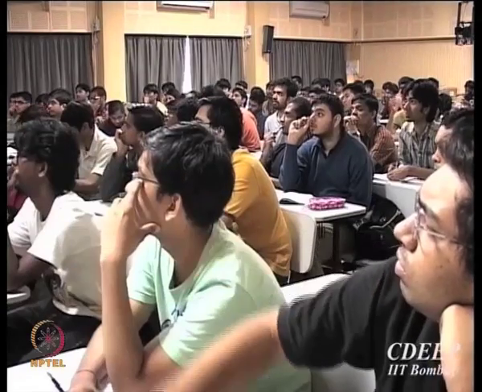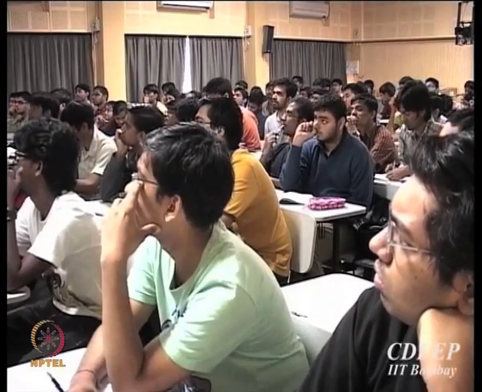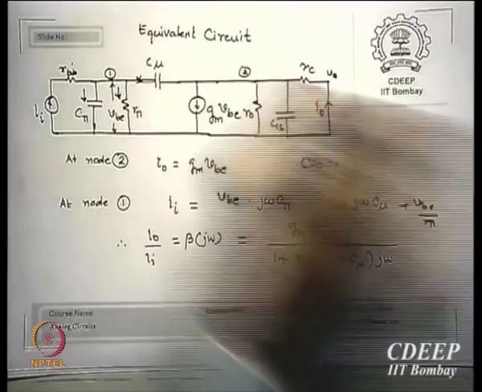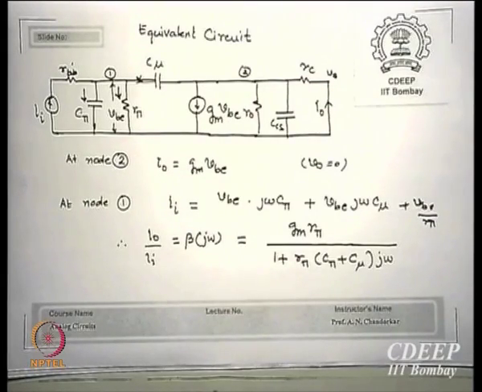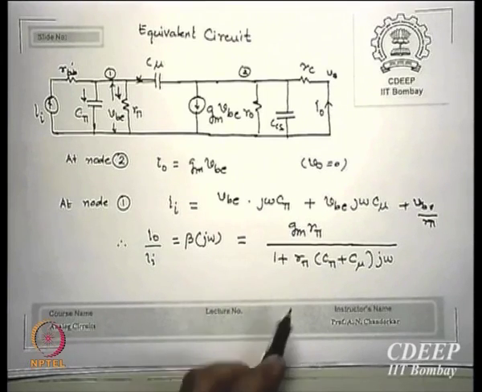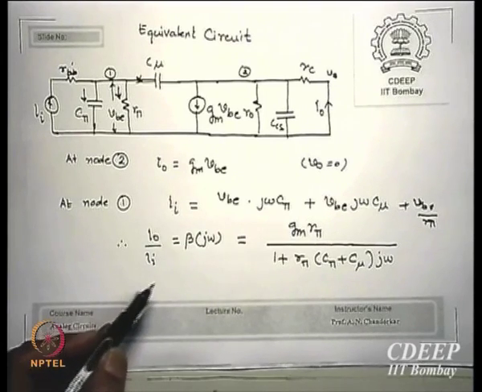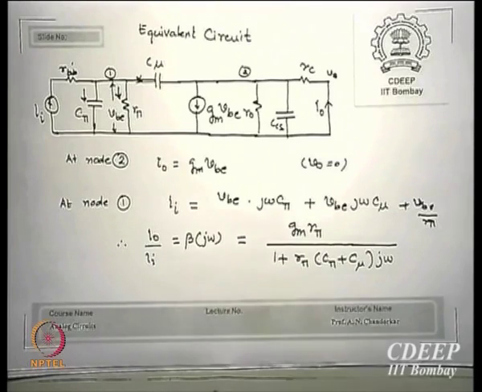Is that okay? That is what I already said, since there is no other current, there is RC, I said drop right now. That is what I started, neglect RBB dash, neglect RS, neglect RC, these are parasitics. Right now we are not worried about it. So this I0 by Ii, is that clear to you?